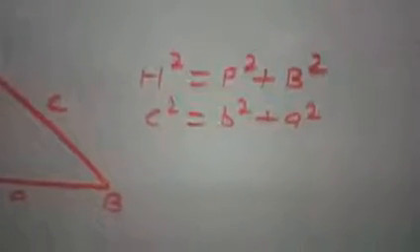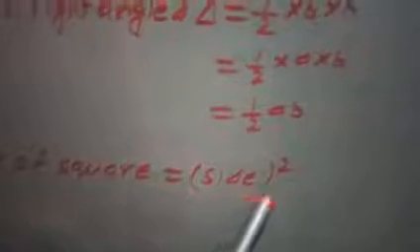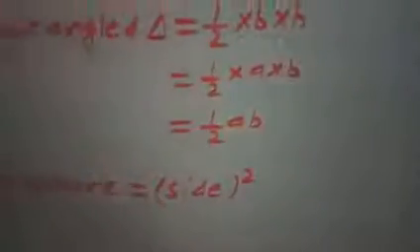Now as you know, the area of a right angle triangle is half base into height. The base is A and the height, the perpendicular, is B, so half AB. So the area of a right angle triangle is half AB, and the area of a square equals side square, so we use this. Now we are going to prove the Pythagorean theorem.